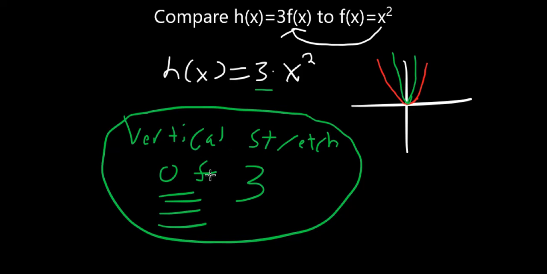So when we say a vertical stretch of 3, we're saying that the y value at every point has been stretched up by 3. Every time the y value is multiplied by 3, which is why we say it's a vertical stretch of 3.